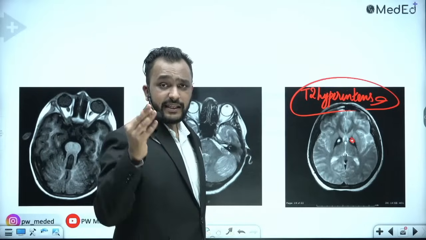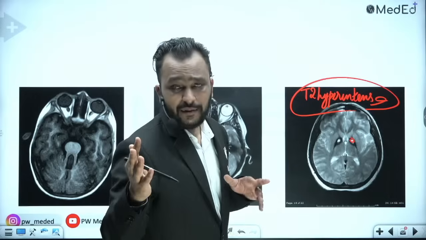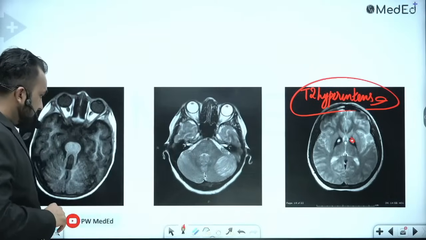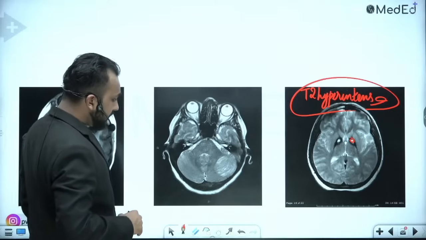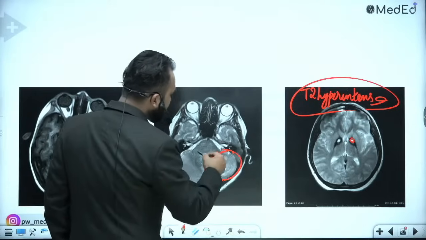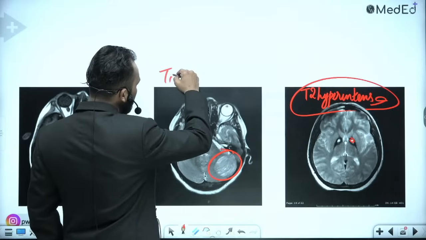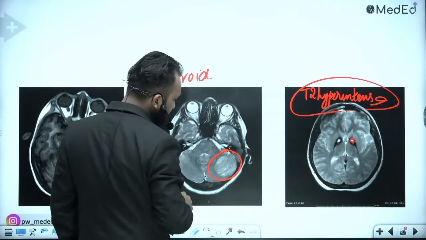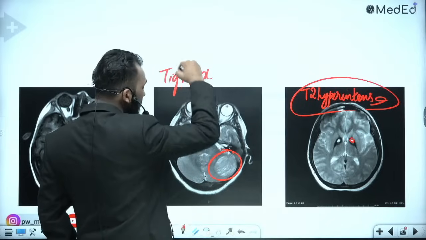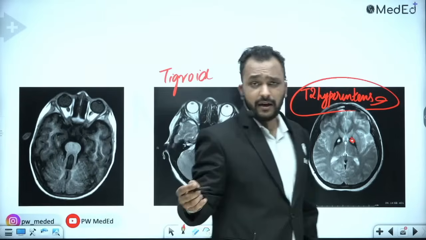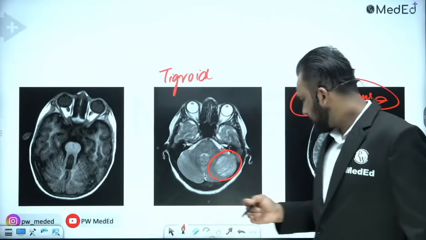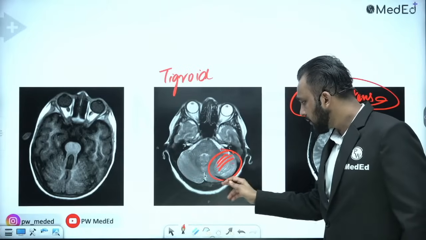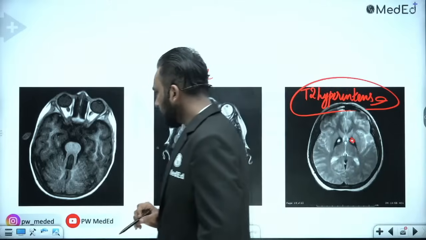One we studied, the tigroid pattern in the bilateral cerebral hemispheres, was seen in metachromatic leukodystrophy. Then another tigroid appearance is in the cerebellum. Tigroid pattern in the cerebellum is seen in Lhermitte-Duclos syndrome, in which there is widening of the cerebellar folia, which will give this tigroid pattern.